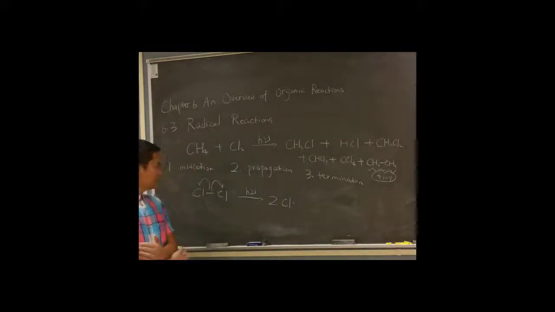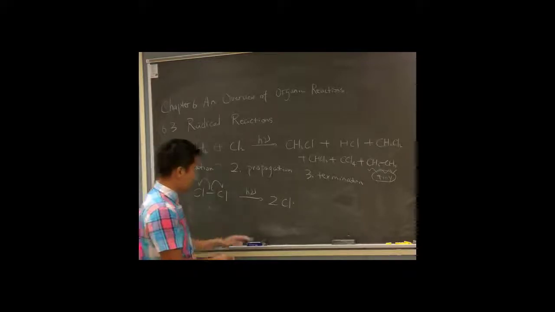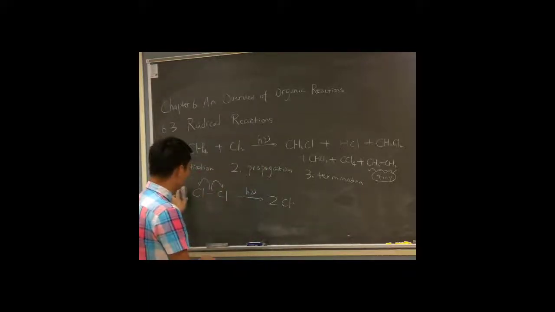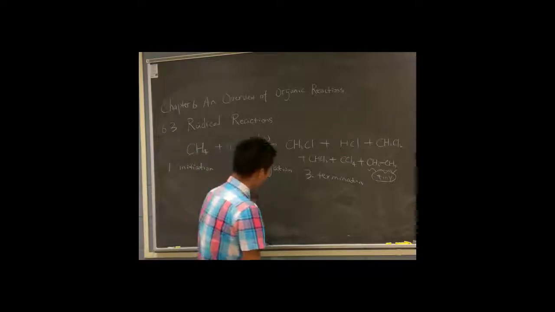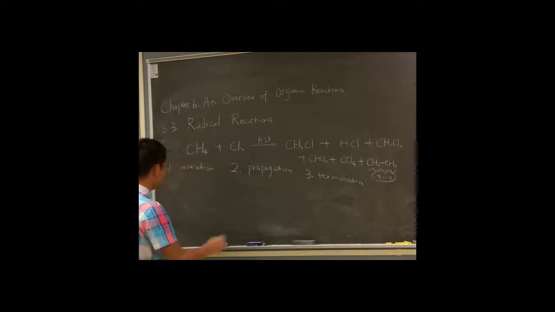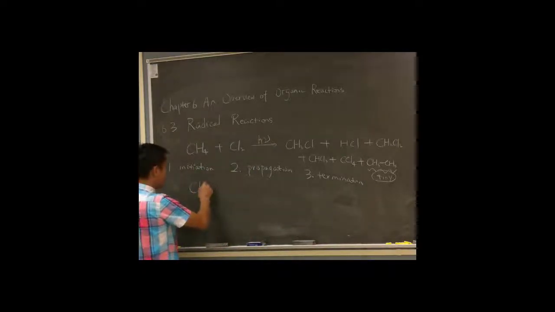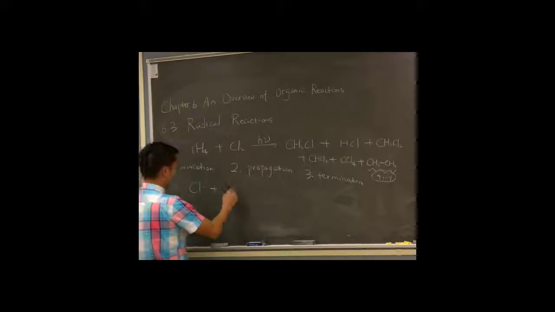So once we have the initiation, we generate the radical. The second step would be the propagation. Now the propagation step is something which is quite interesting. So now we have the chlorine atom or chlorine radical already.